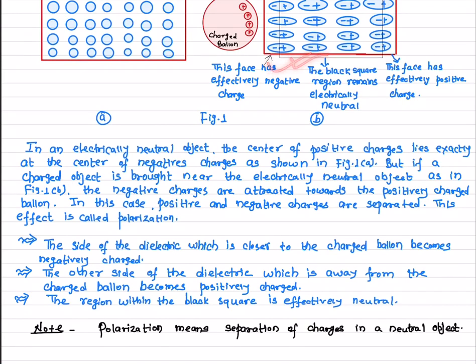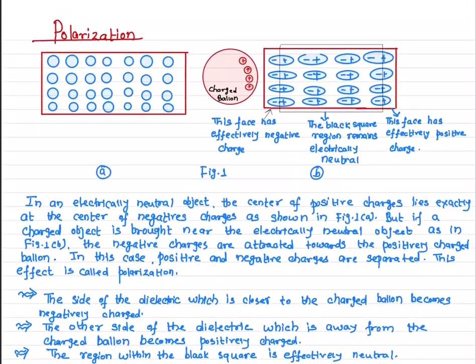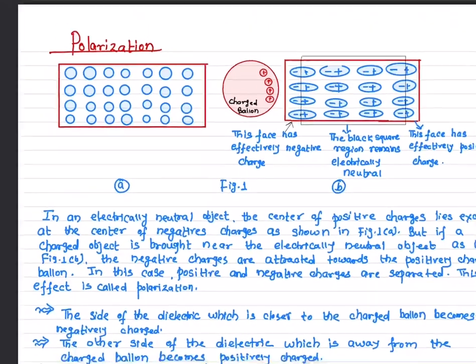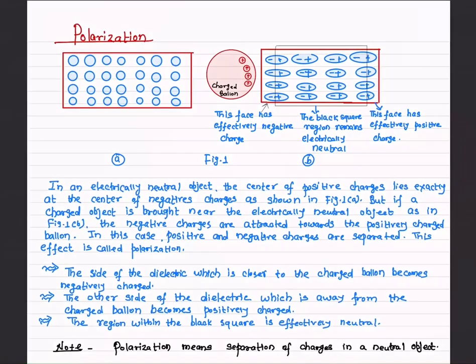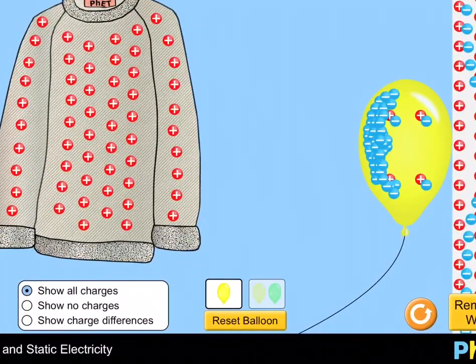This entire object is still electrically neutral, but this side has effectively more negative charges and this side has effectively more positive charges, and it happens due to the presence of this charged balloon. So in this case we have separated the charges in a neutral object, and that's what is called polarization. Let me explain this one by simulation.